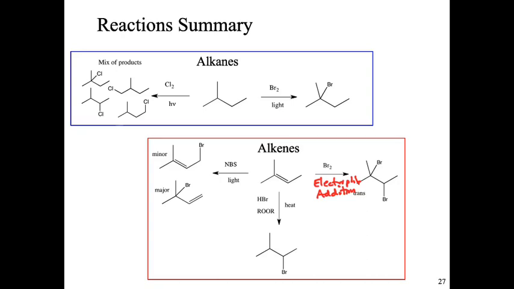Br2 acts as an electrophile. What is an alkene? Well, I can do an addition reaction. So Br2 can be very dodgy to deal with. But if I see Br2 and light, I'm now saying I want to do a radical reaction.